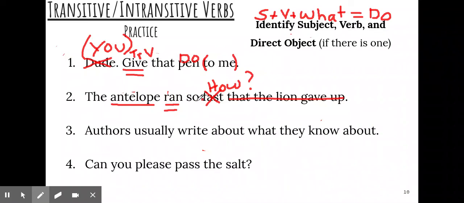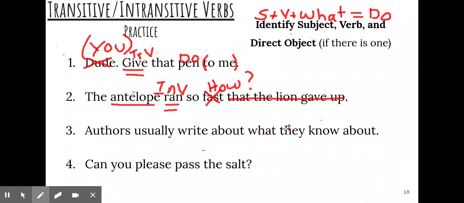We don't get one. Fast is an adverb modifying ran. So is an adverb modifying fast. So in this sentence, ran is intransitive, and then we would label it INV for intransitive verb. There's no direct object. Number 3, authors usually write about what they know about.